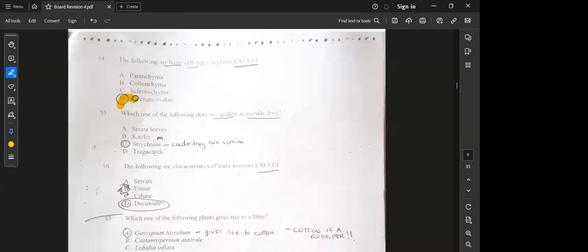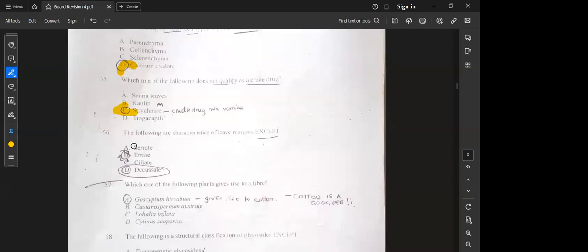Moving on to number 56. The question asks, the following are characteristics of leaf margins, except. So which one is not a characteristic of a leaf margin? Is it serrated, entire, ciliate, or decussate?